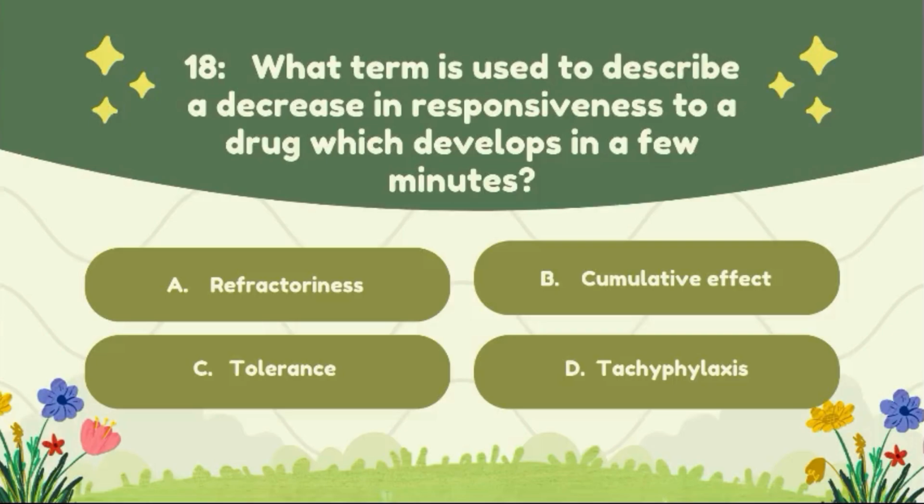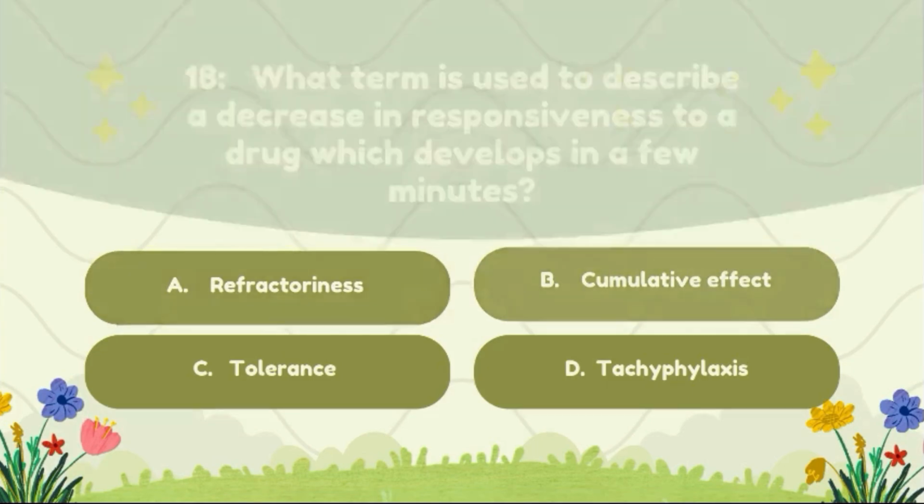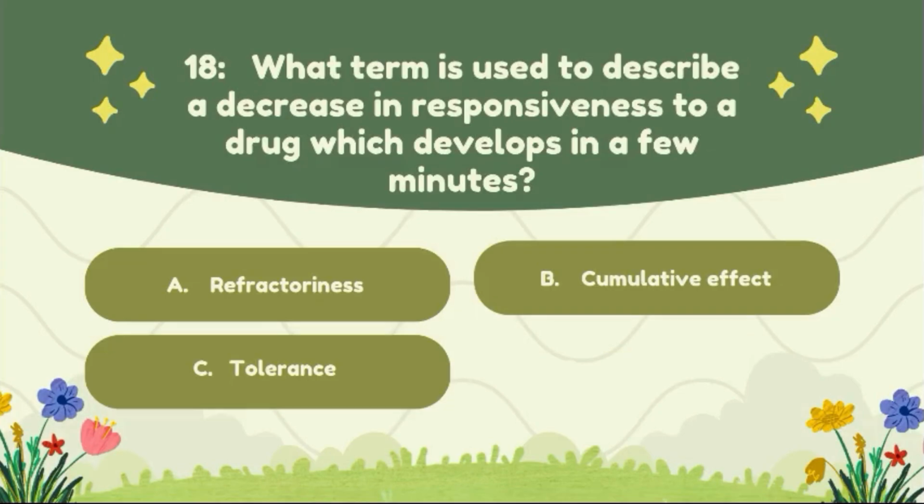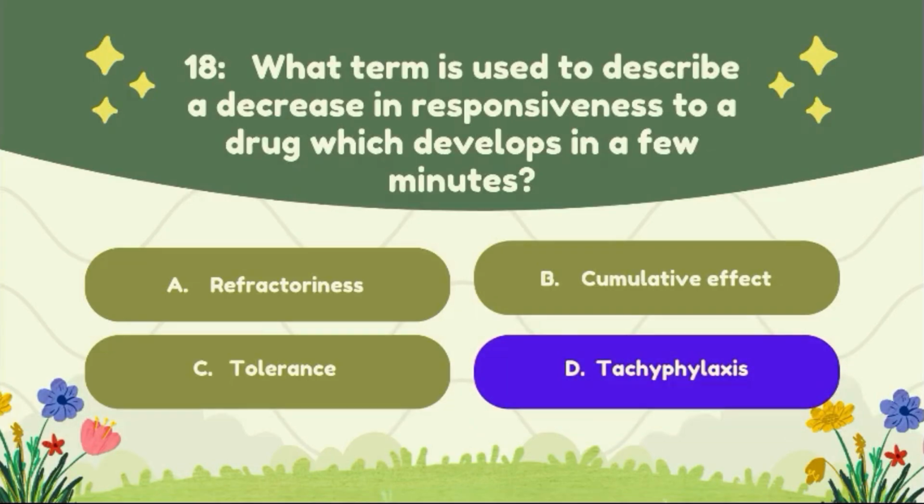Question number 18 is, what term is used to describe a decrease in responsiveness to a drug which develops in a few minutes? Option A is refractiveness, B is cumulative effect, C is tolerance, and D is tachyphylaxis. So the correct answer is option D, tachyphylaxis.